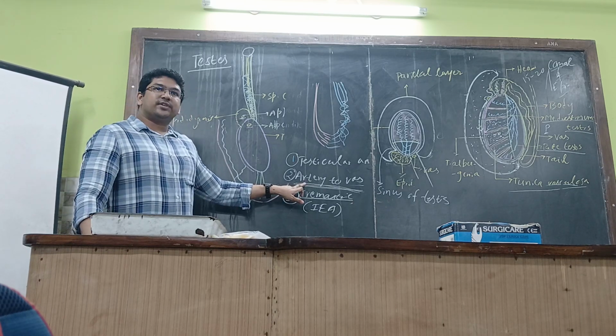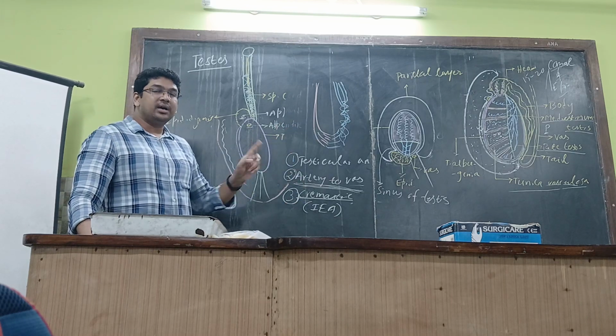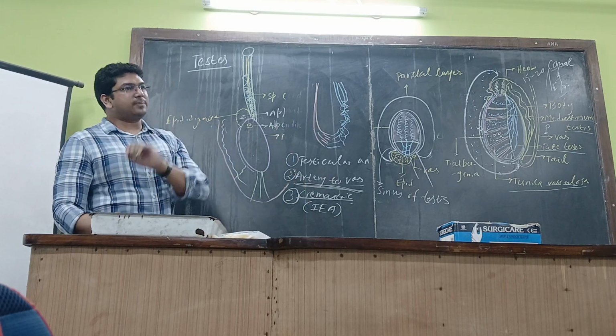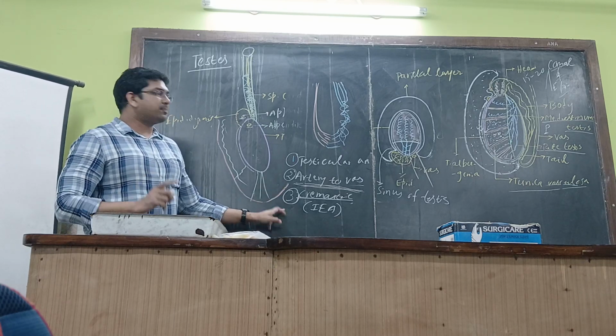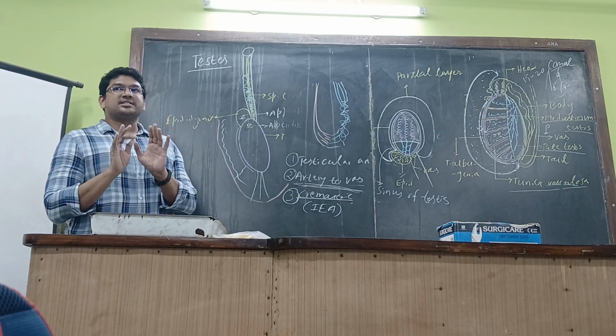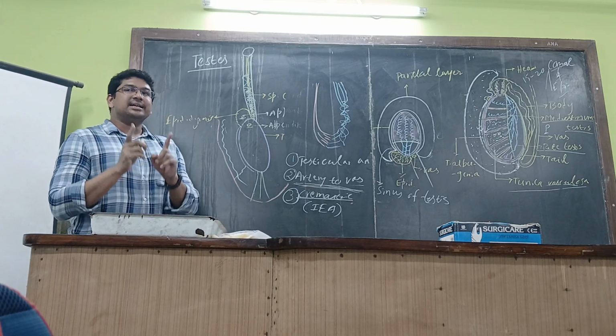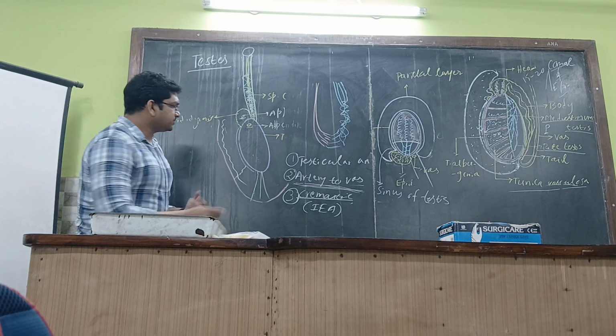Here the artery to the vas deferens is from the internal iliac artery, but the cremasteric artery is a branch from the external iliac artery through the inferior epigastric artery. Getting it or not? So both the internal iliac artery and external iliac artery will be supplying the testis. Try to understand this properly. The arterial supply and venous drainage of the testis is a short note and an important question as well.